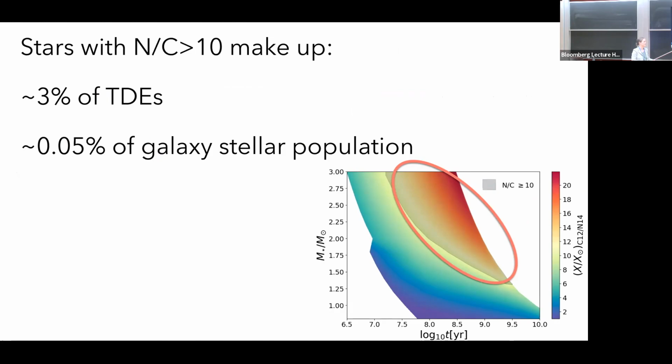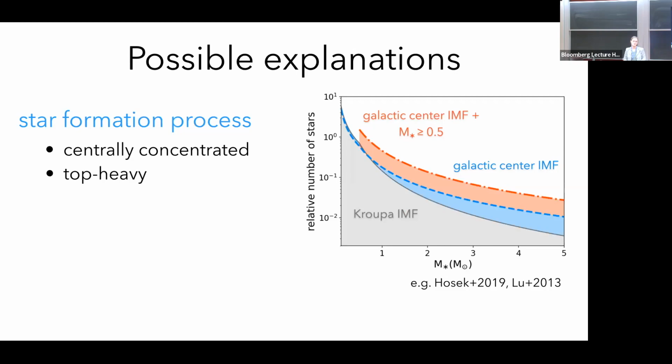And so there's multiple possible explanations for this. I don't think we have a preferred one yet. One though, is that we would expect the star formation process to be centrally concentrated. It's also possible it could be top heavy. And if you include a very centrally concentrated star formation or a starburst that's also top heavy, you can start to explain the percentages, very low number statistics, but still.